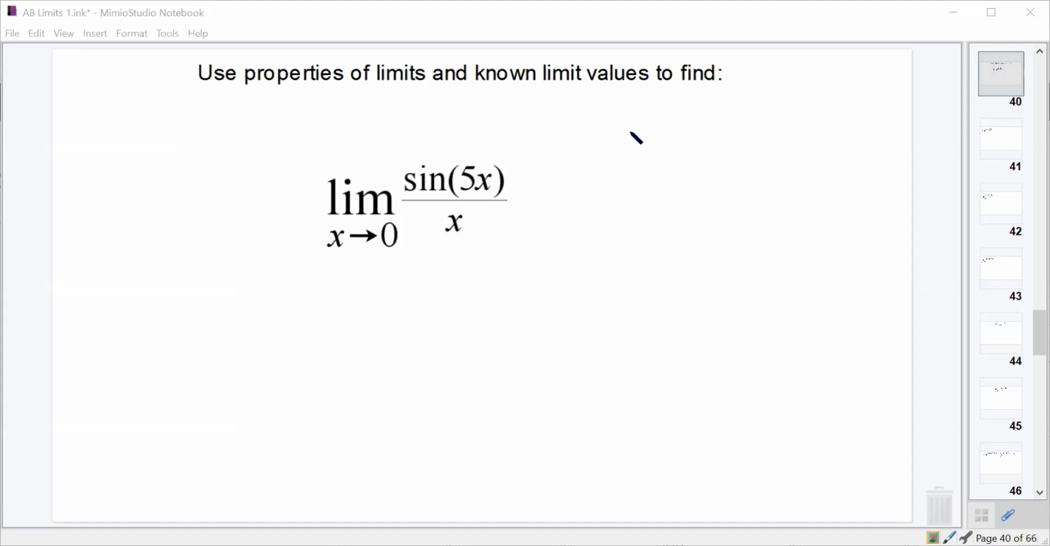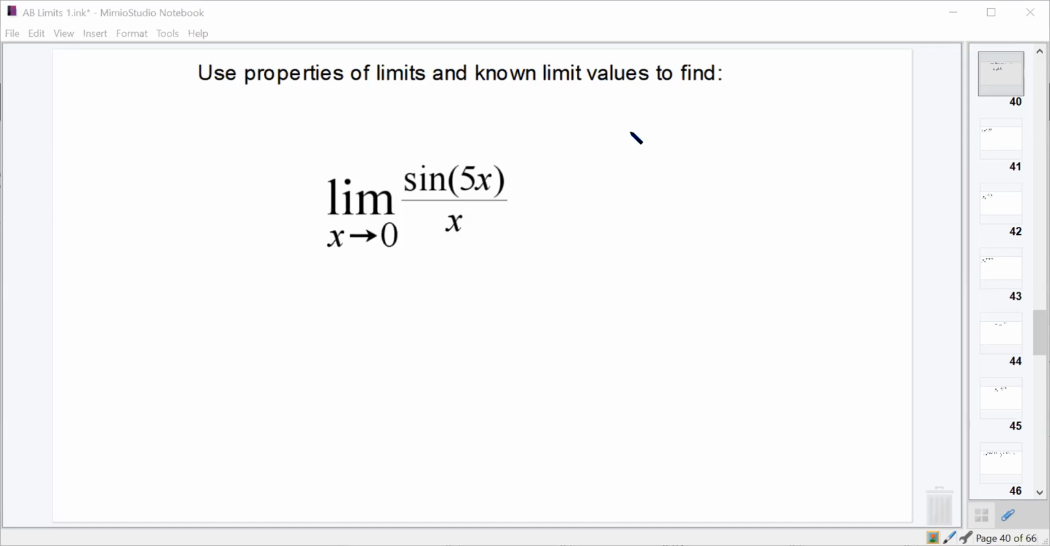Any thoughts on what we're going to do with this? Should we draw another unit circle and draw a bunch of triangles and label the angle 5x and blah, blah, blah, and go through that whole process again? Probably not. That sounds awful. Well, it's still 0 over 0. It's still indeterminate. So we got to do something.